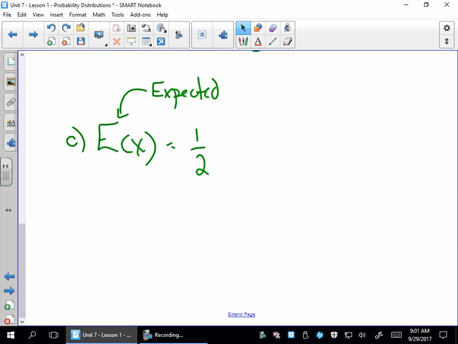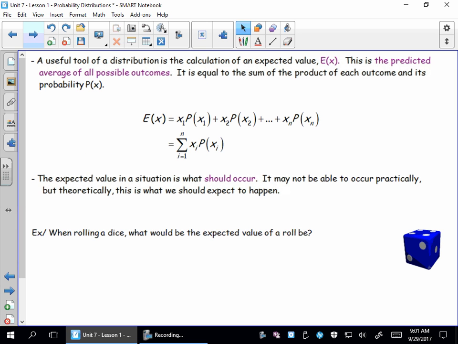Now, in this case, the expected value is pretty easy to calculate, given the likelihood of tossing a head or a tail. In other situations, it can be a little more complicated. There's more than one different outcome that's possible. For instance, if you roll a dice, there's 6 different outcomes possible. What should you expect to get? Well, it's not 1/6. So we have a little formula we use to calculate expected value.